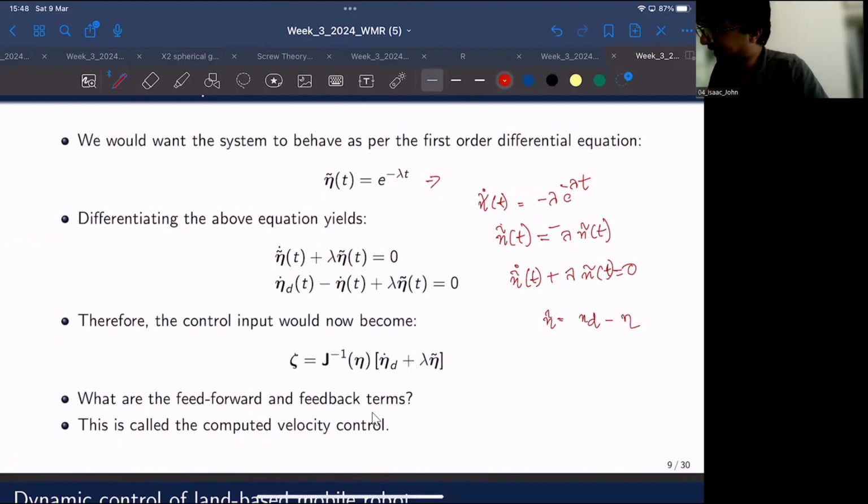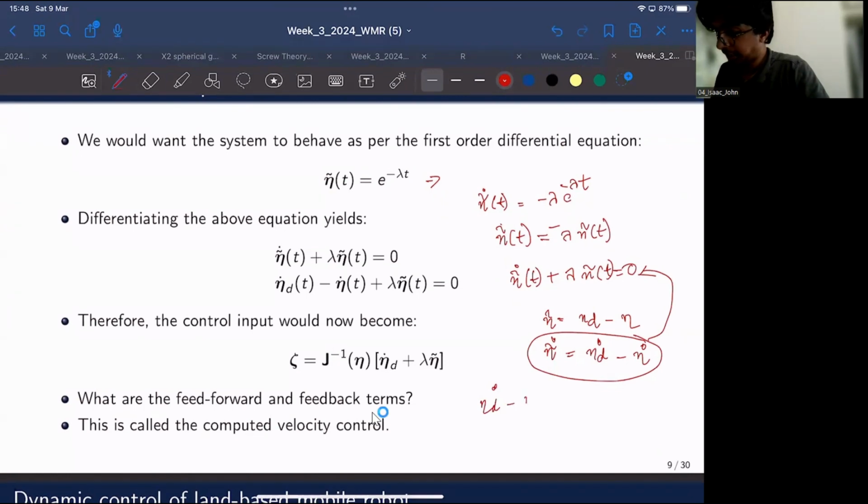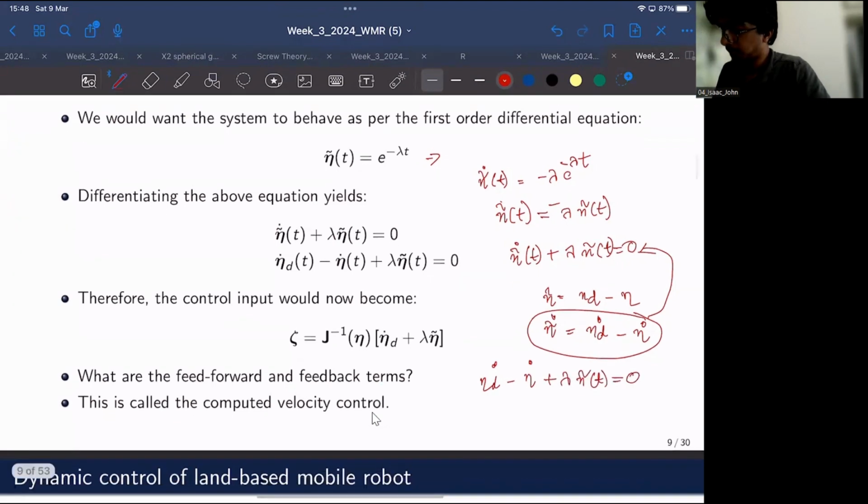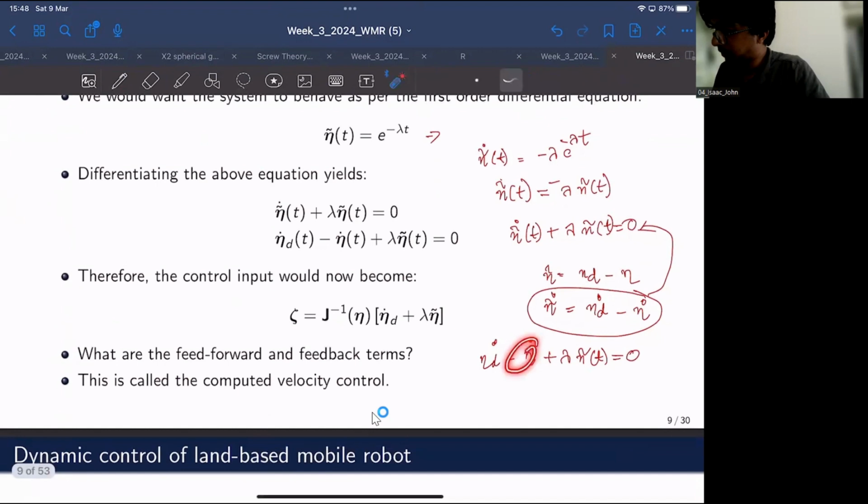So if I further differentiate it, eta tilde dot would be eta desired dot minus eta dot. So if I substitute this into this equation, what will you get? Eta desired dot minus eta dot plus lambda eta tilde of t will be zero. And if I take this to the other side, you will end up with eta dot equals eta desired dot plus lambda eta tilde of t.